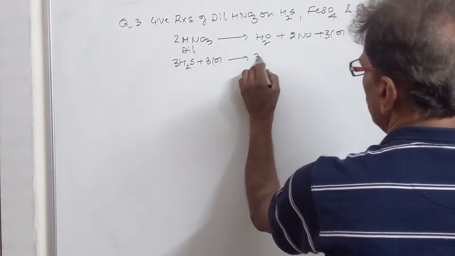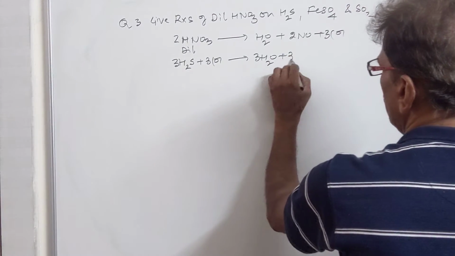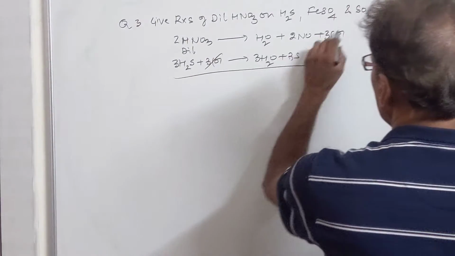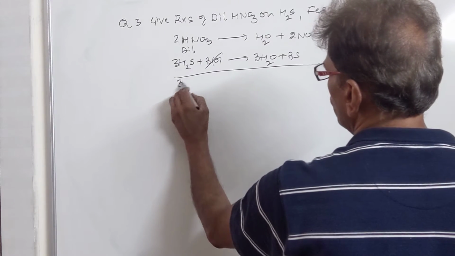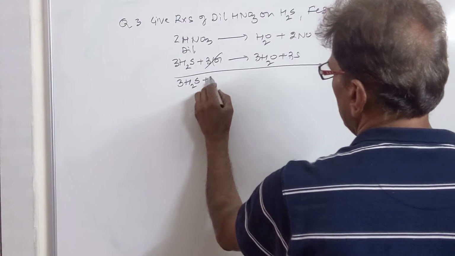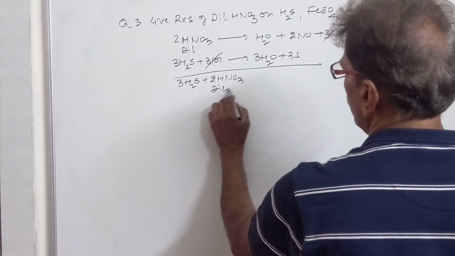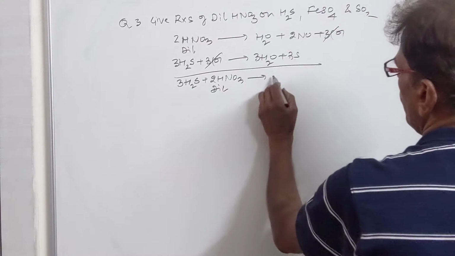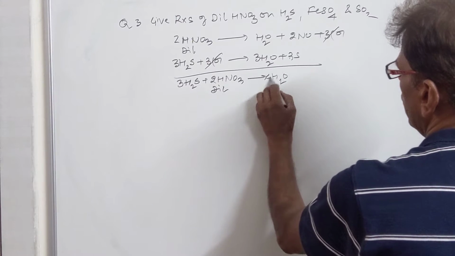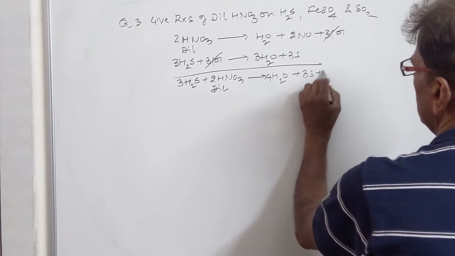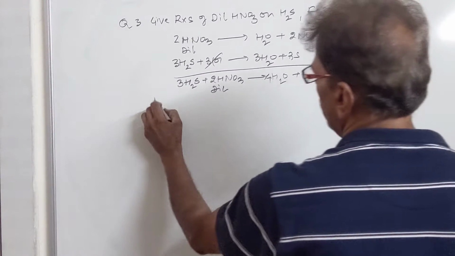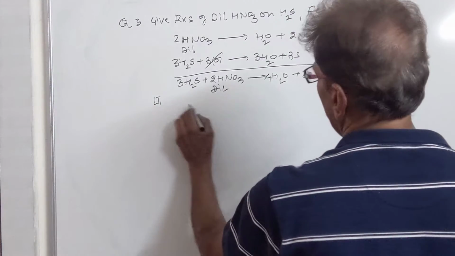You will get 3 water plus 3 sulfur. When you add this equation, oxygen will be reduced. 3H2S plus 2HNO3 dilute. You will get H2O 4 molecules plus 3 sulfur plus 2 NO. Then we have second reaction, action on ferrous sulfate.